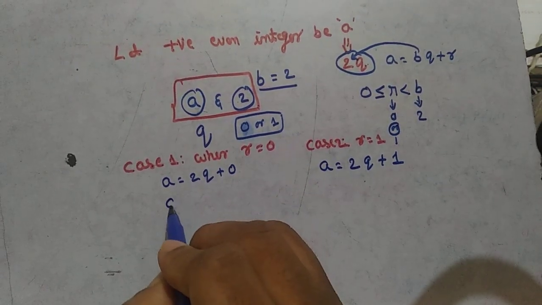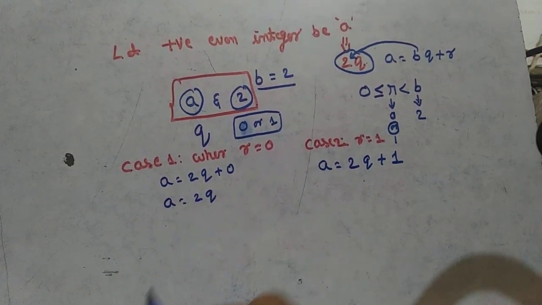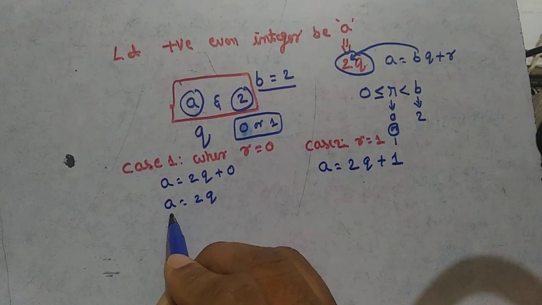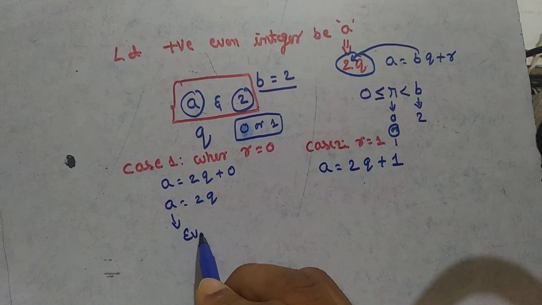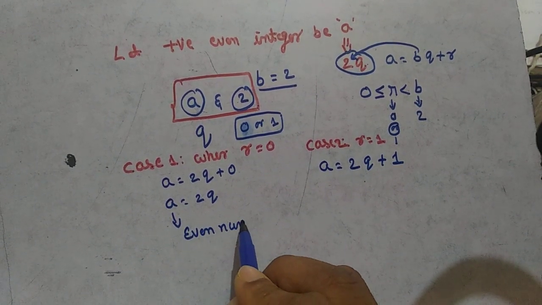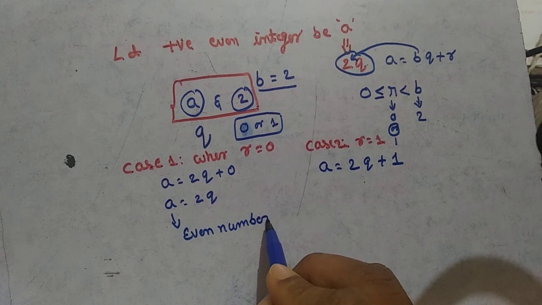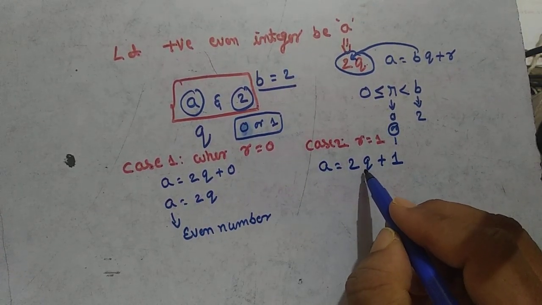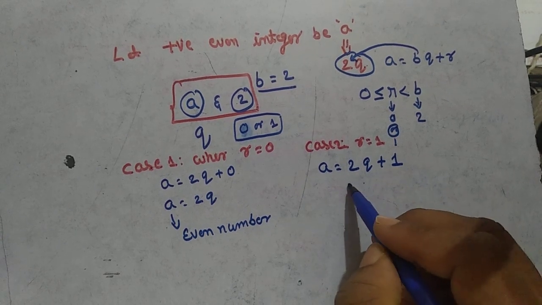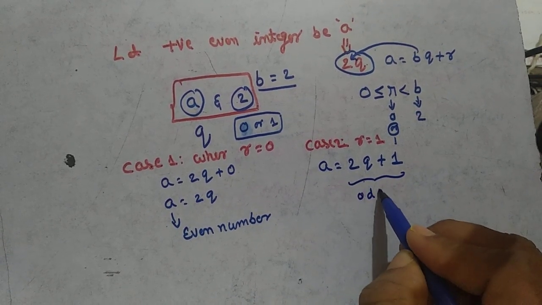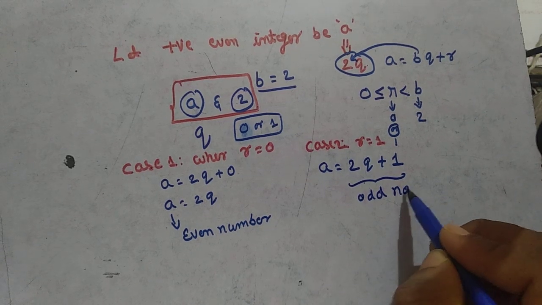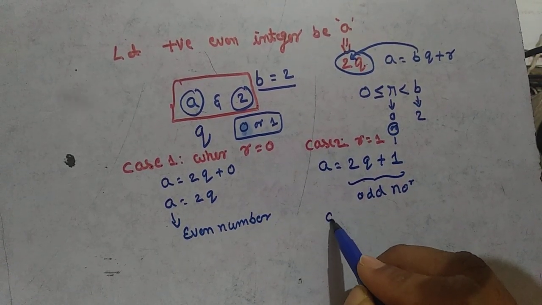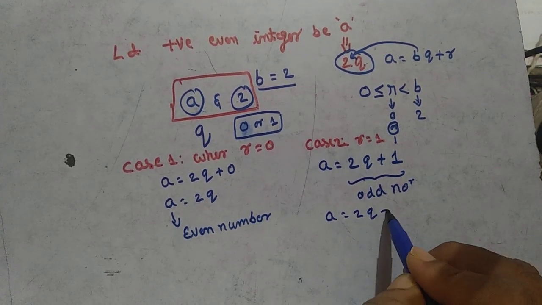Now this becomes a equals 2q. This is a multiple of 2, meaning a is always an even number. So we can say even numbers are in the form of 2q. Here, a multiple of 2 plus 1, you will always get an odd number. So we can say all odd numbers are in the form of a equals 2q plus 1.